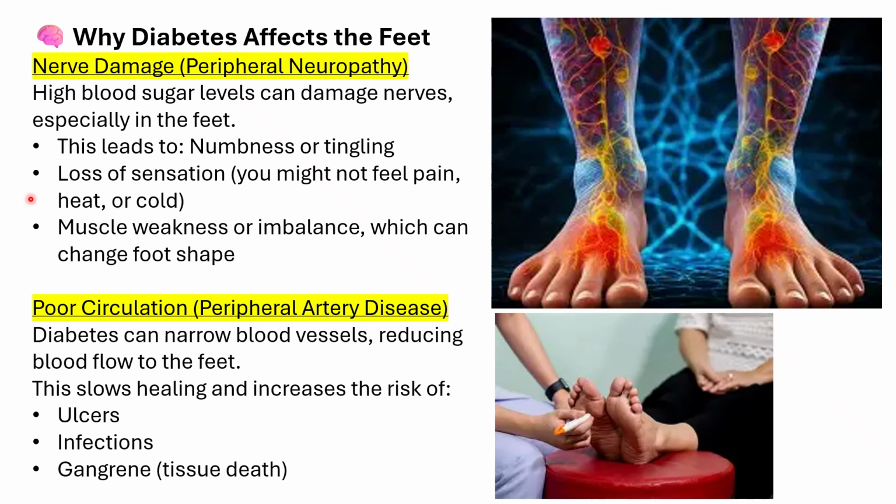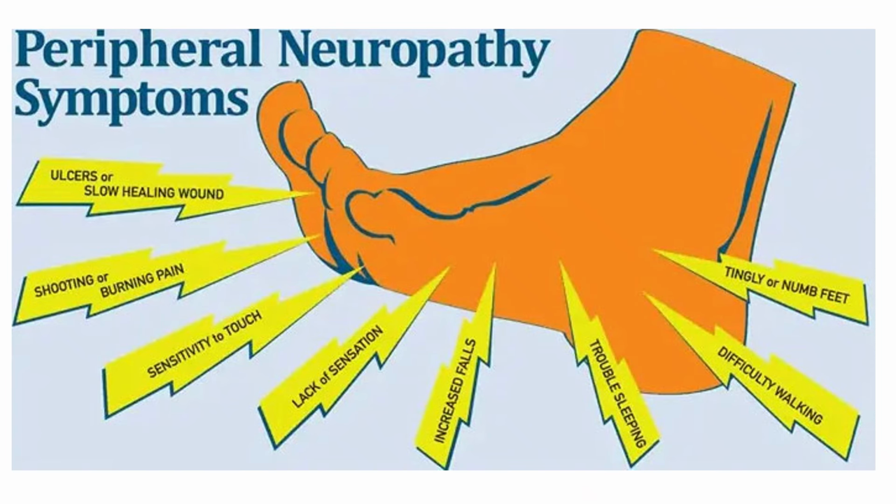Poor circulation, peripheral artery disease. Diabetes can narrow blood vessels, reducing blood flow to the feet. It slows healing and increases the risk of ulcers, infections, and gangrene. So it may cause ulcer, infection, and gangrene, the tissue death. And that's why gas gangrene and wet gangrenes are very common with diabetic patients.